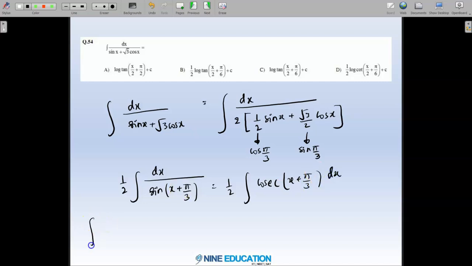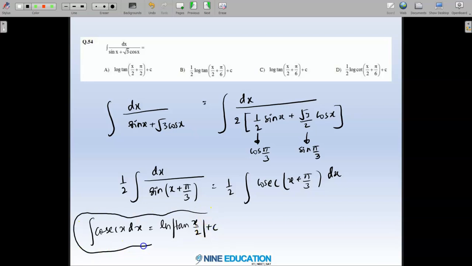Now the integral of cosec x dx is basically ln tan(x by 2) plus constant c. This is the formula. There is one more formula for integration of cosec x dx, that is log of (cosec x minus cot x). If you simplify that, you will get this also.